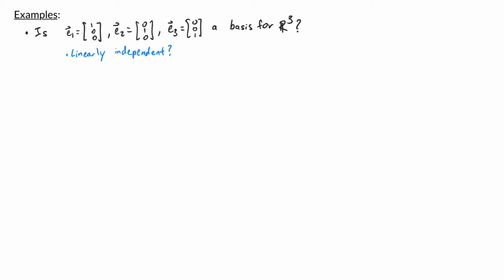Well, if I make the augmented matrix with columns (1, 0, 0), (0, 1, 0), (0, 0, 1), and I augment this with the zero vector, this matrix here is already row reduced, and I can see that my columns are all pivot columns. So that tells me that the three vectors are linearly independent. Next, we want to check whether these three vectors span R3.